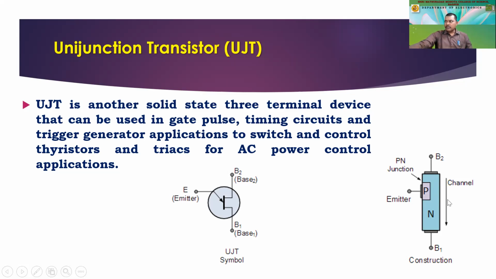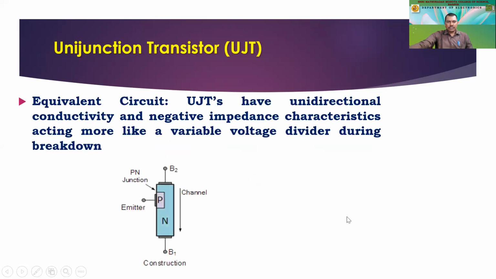So what is the resemblance of it? We have B2 and B1. You can see that this induced P is slightly towards B2 and away from B1. So the resistance of this N channel changes along its length. So this is the construction of it.